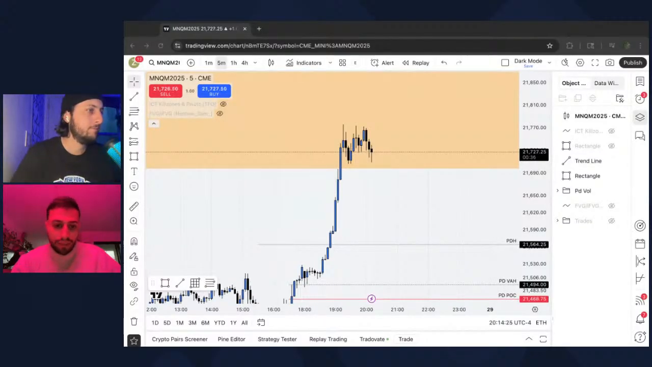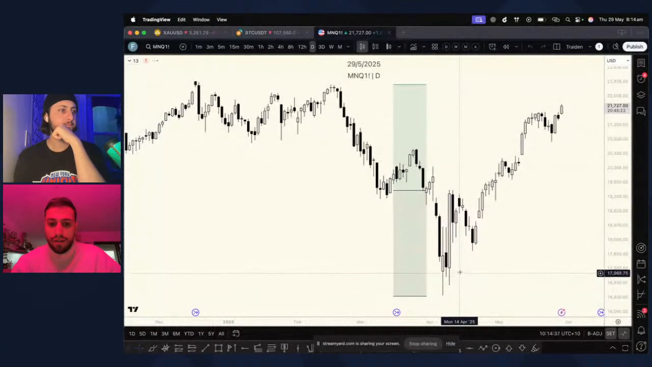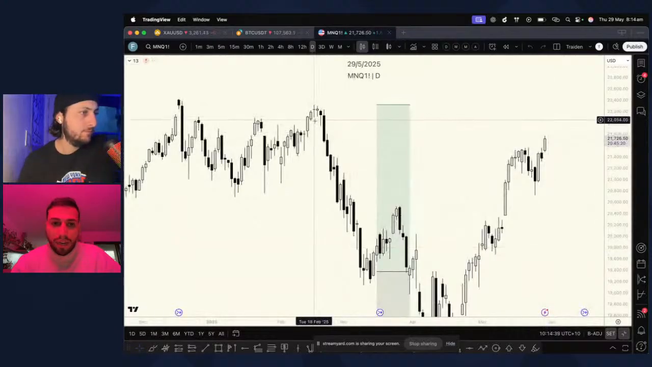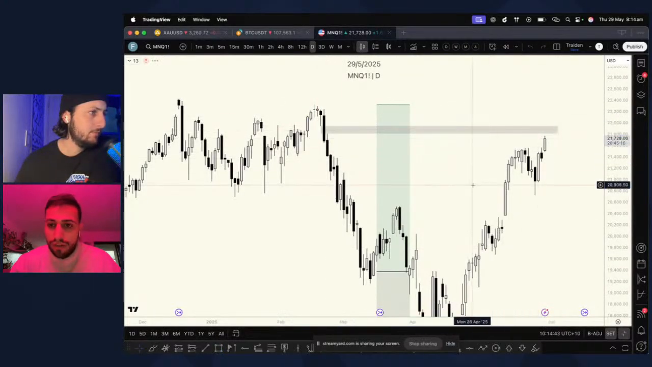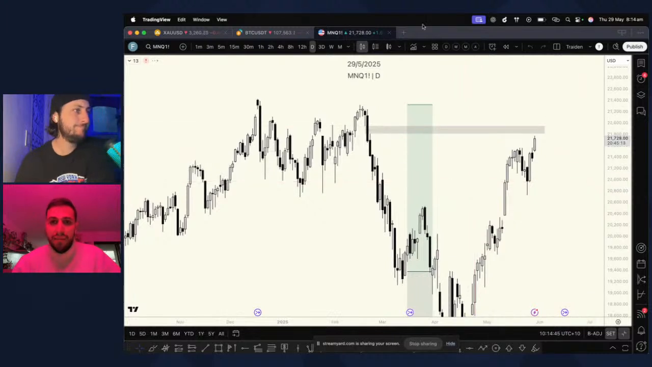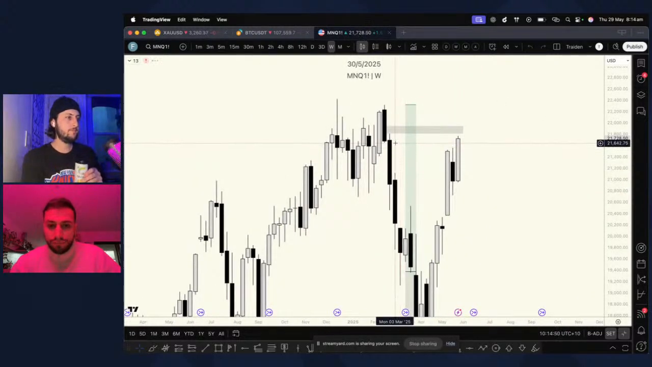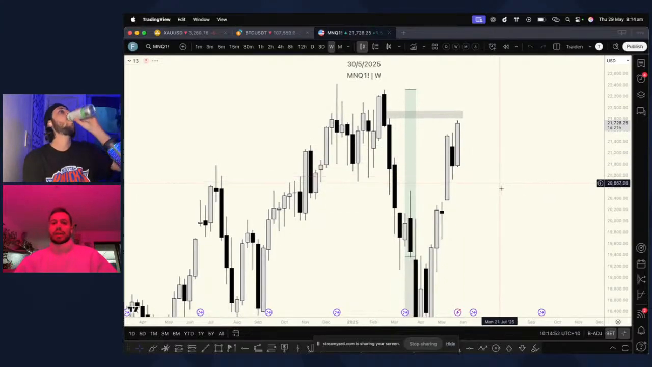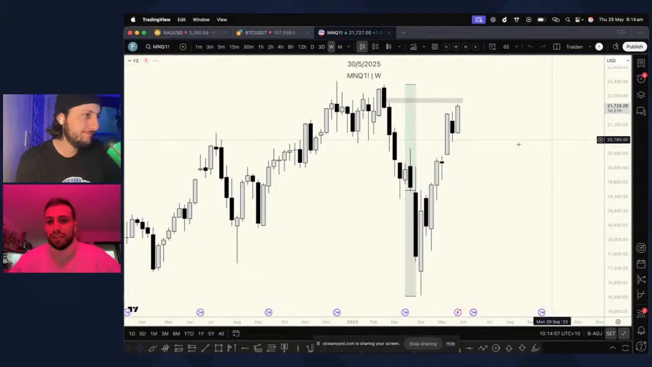Mm-hmm. If I just share my screen for a second, let's see what I'm seeing. For sure. I'm looking at this leg from here to here, and this one is the most premium fair value gap, which a lot of the time we'd like to touch into. On the weekly though, we have filled in the most premium fair value gap. Now, what do we make of this? Do we actually still want to take shorts?